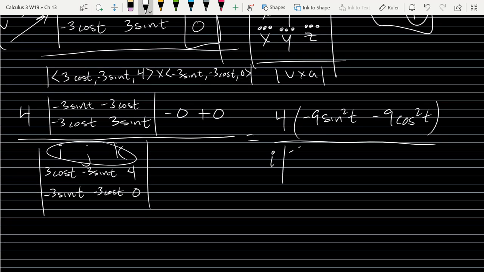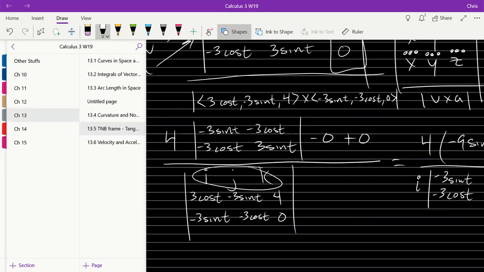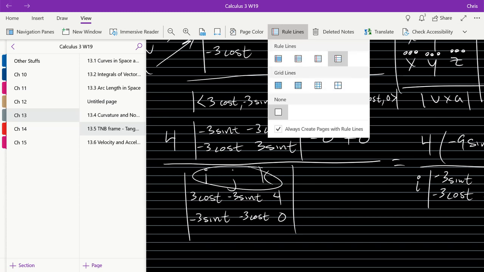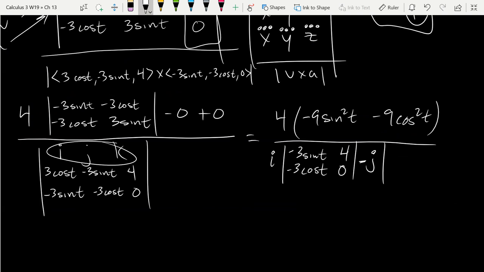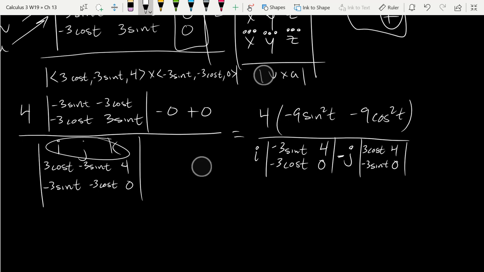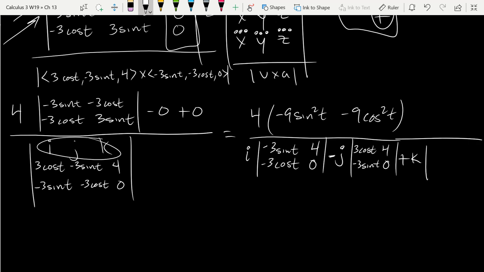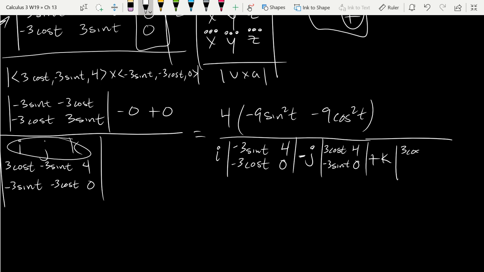So it's i times negative 3 sine t, 4, negative 3 cos t, 0, minus j times the determinant 3 cos t, 4, negative 3 sine t, 0, plus k times 3 cos t, negative 3 sine t, negative 3 sine t, negative 3 cos t.